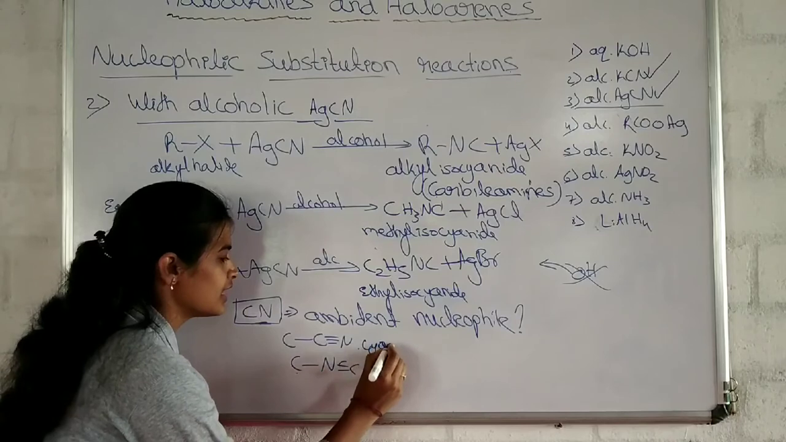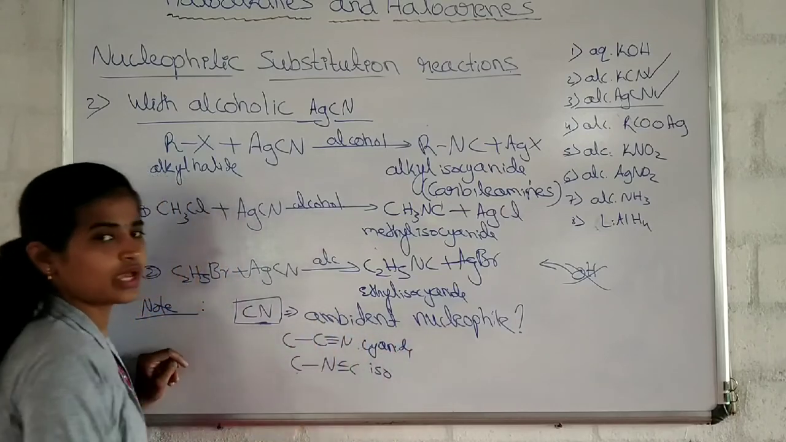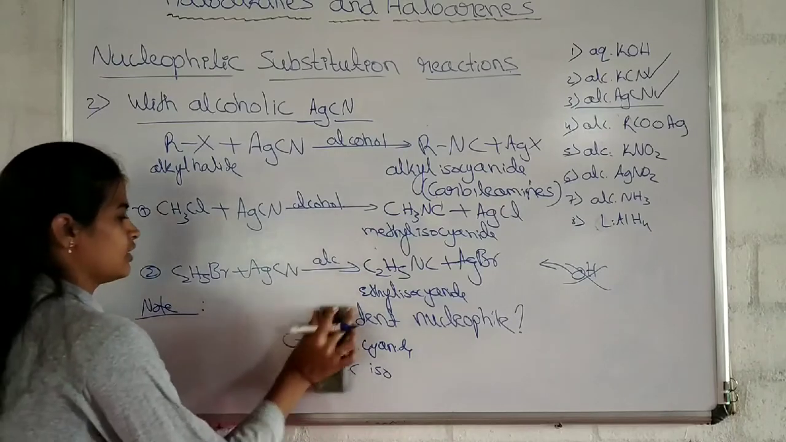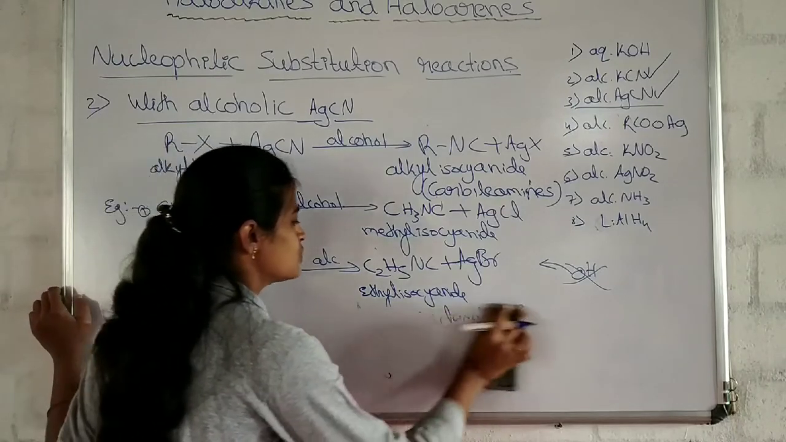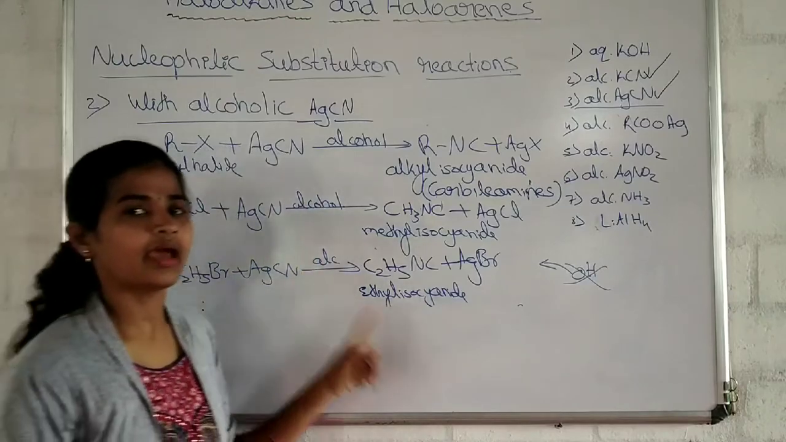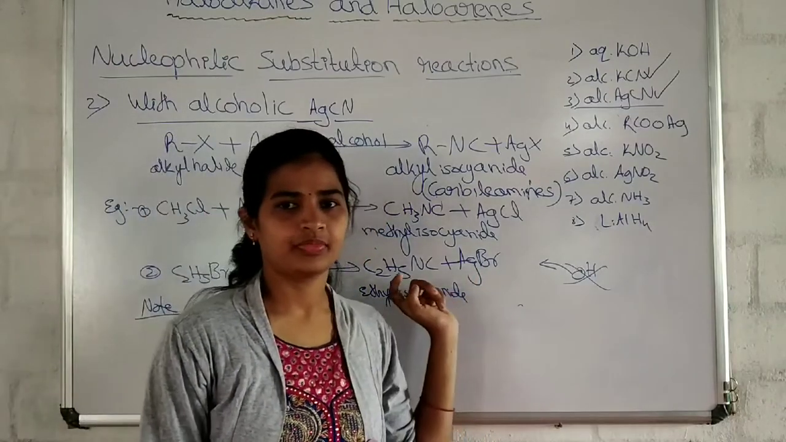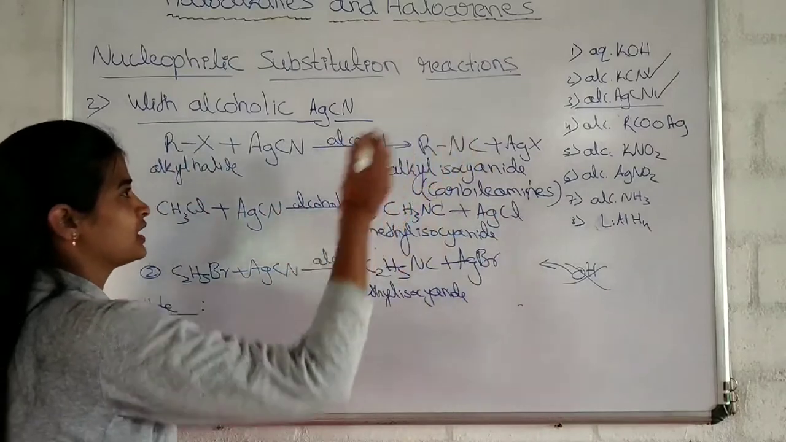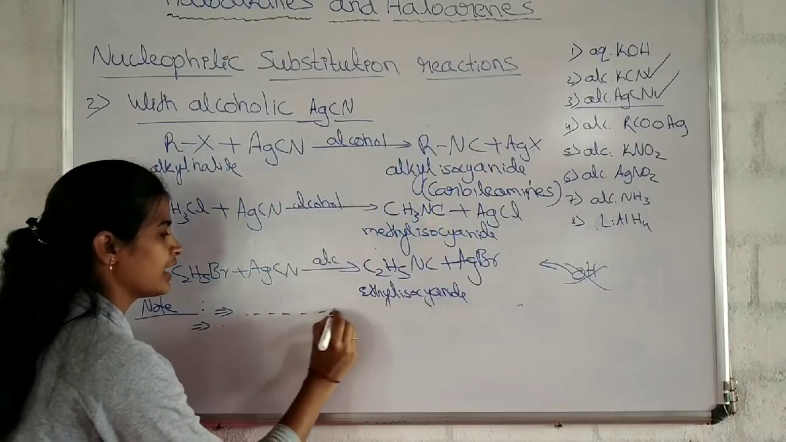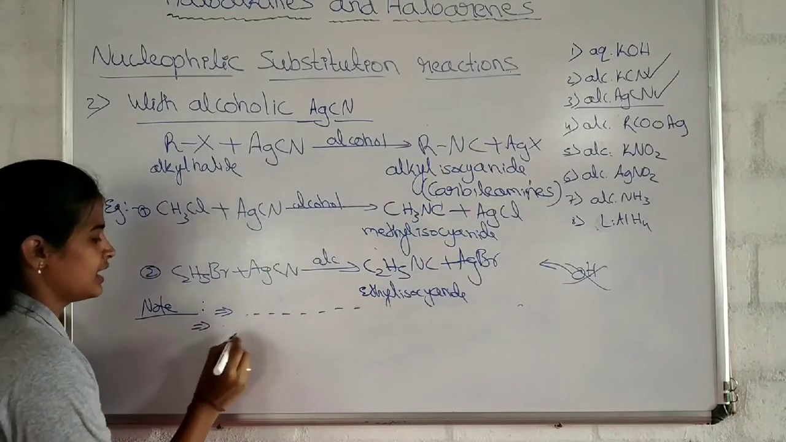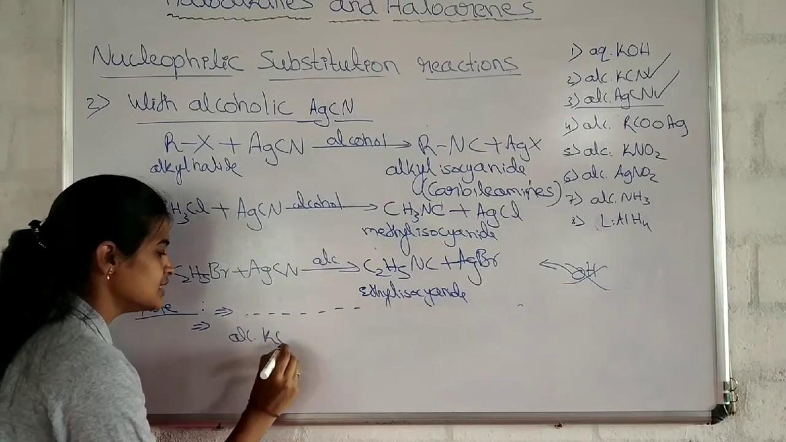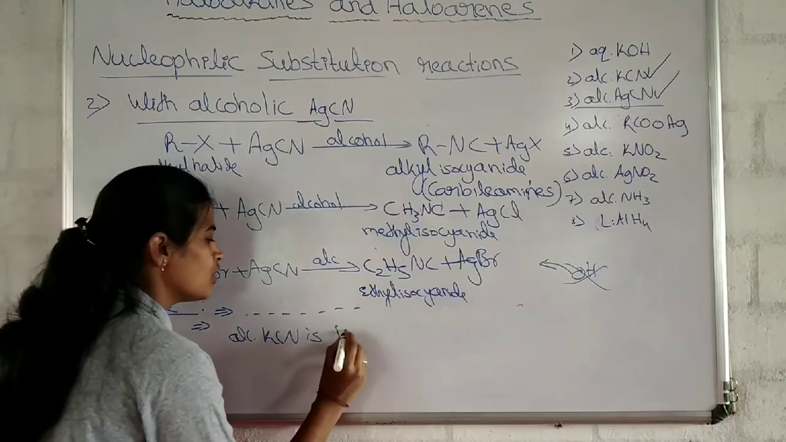It is a cyanide and it is an isocyanide. Okay, this is the nature of the cyanide ion. Cyanide is what? Write that one. Cyanide ion is an ambident ligand. Next, alcoholic KCN is ionic.